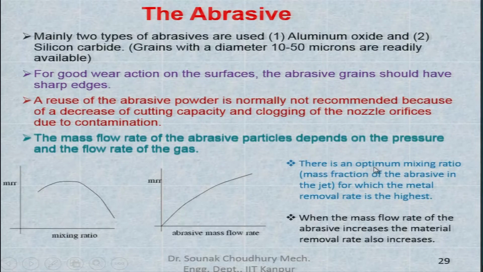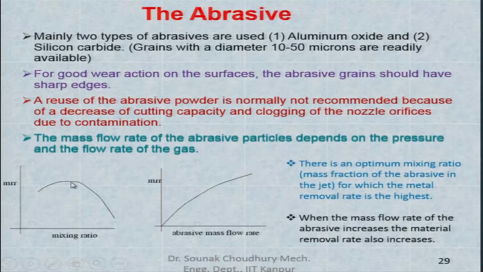By mixing ratio, you understand that this is the mass fraction, how much mass of the abrasive material is in the jet. When it is not very high, of course the material removal rate will be less, but if it is too dense, the material removal rate will again be less, because it will clog and will not pass through easily. So, there has to be an optimum value of the mixing ratio, the mass fraction of the abrasive grains.